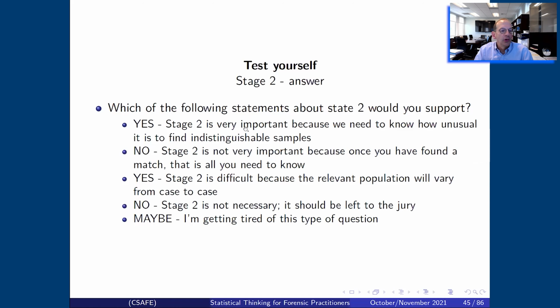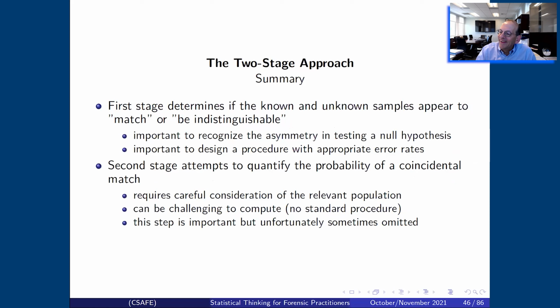As we get to the end of the course, we begin to get a little bit loopy. So I ask if you're tired of this type of question. So let me summarize what we discovered about the 2-stage approach. The first stage, in this case, determines if the known and unknown samples appear to, quote unquote, match or be indistinguishable. And the key takeaways for me are, if we use a statistical test, it should really say that.